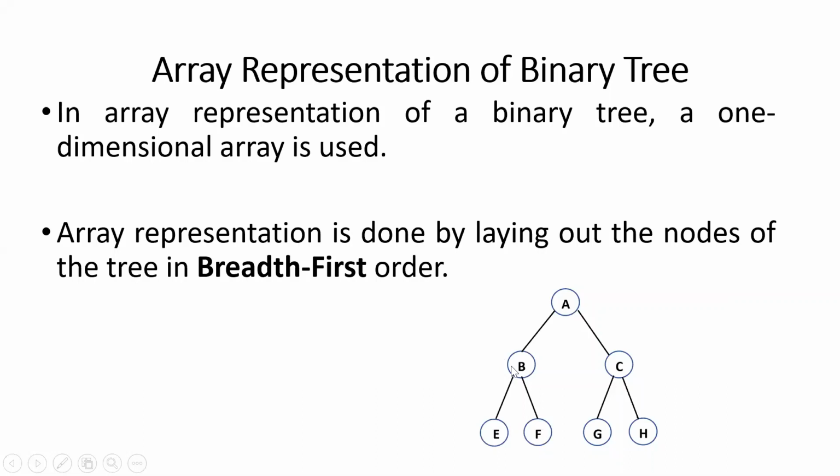Then what will we do? We will check which vertex is at the front of the queue. Now C will be at the front of the queue, so C will be explored now. What are the adjacent vertices for C? C will have G and H. So we will enqueue the vertices G and H. This will be the BFS order for traversing the vertices of the binary tree in breadth first order. In this same order, we will insert elements into the one-dimensional array. We will see that in the next slide.